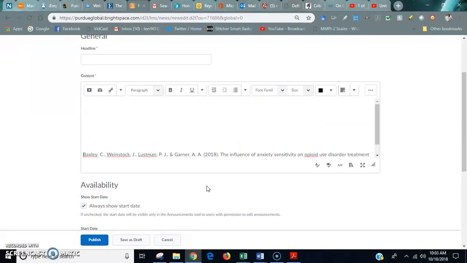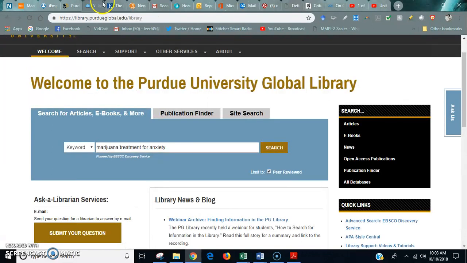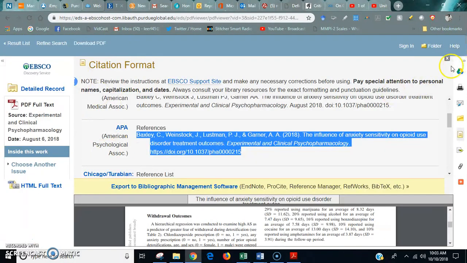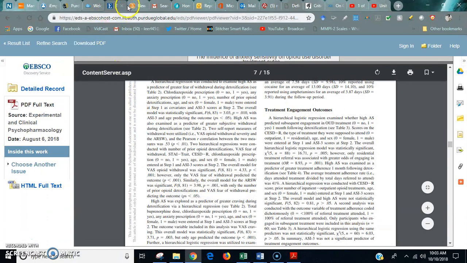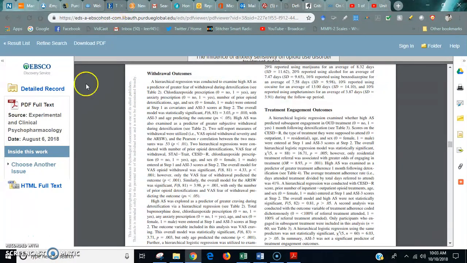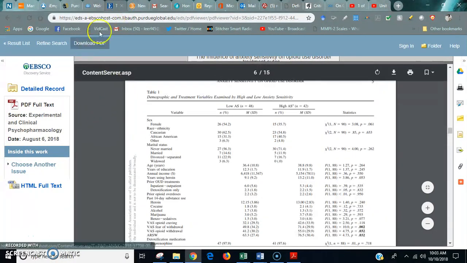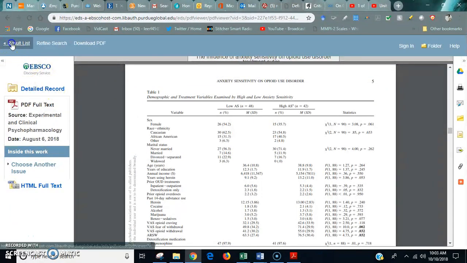Okay? That is it. If you have any other questions about using the library, email me and I'll walk you through it. This is your friend. You could do this. It's all about the keywords.